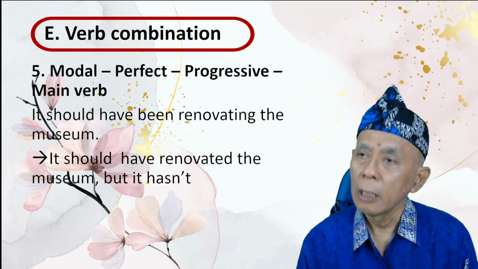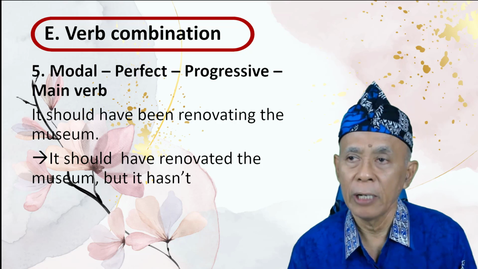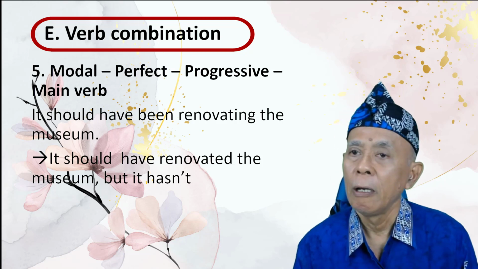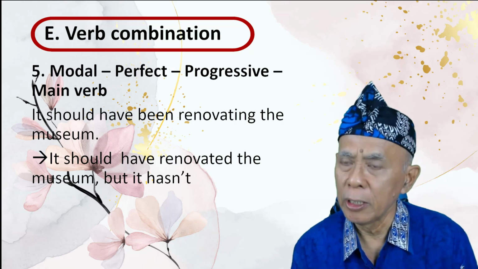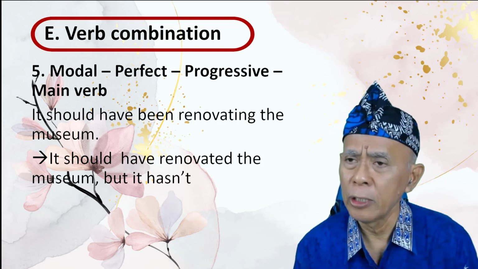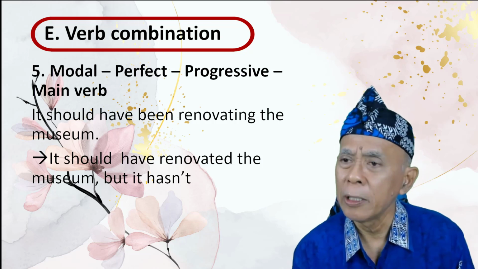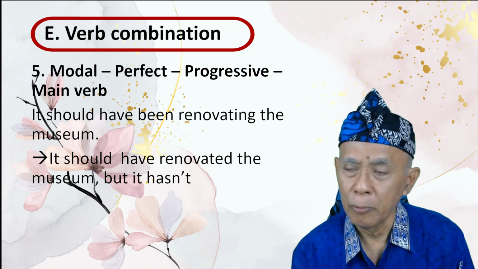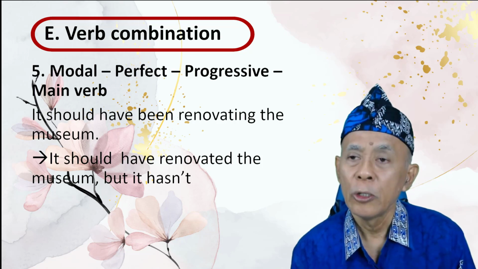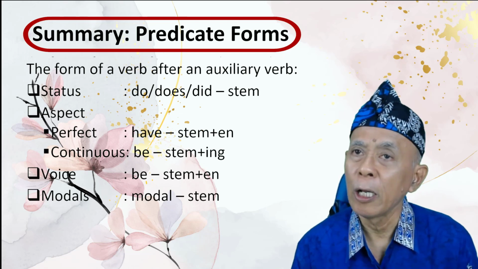The last kind of combination is modal, perfect, progressive, and main verb. We have the example here: it should have been renovating the museum. This sentence does not sound natural. I think we had better say it should have renovated the museum, or the organization should have renovated the museum, but it hasn't. This is a summary of the predicate forms.